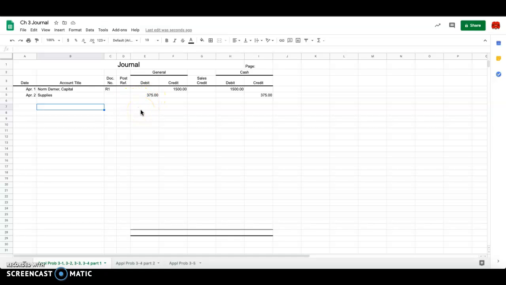And then last thing I'm going to do is I'm going to put in my document number. Well, when we pay cash, we are writing a check. So my source document is going to be C1 because we just wrote our first check. All right, so those were the two transactions that I did on page 62.